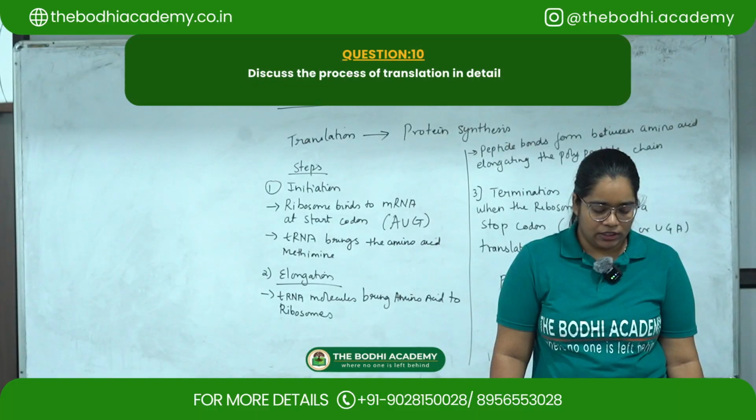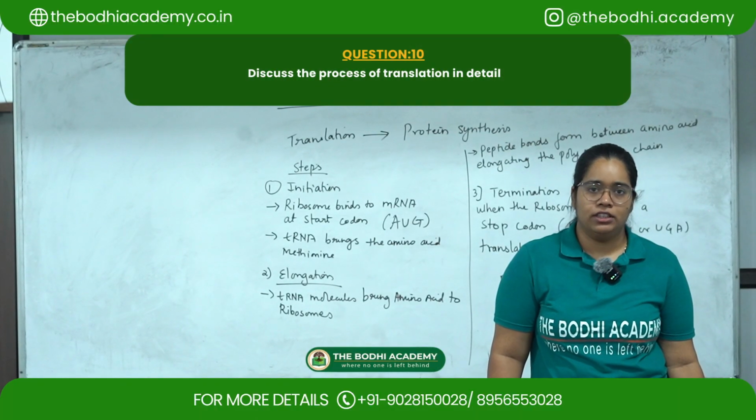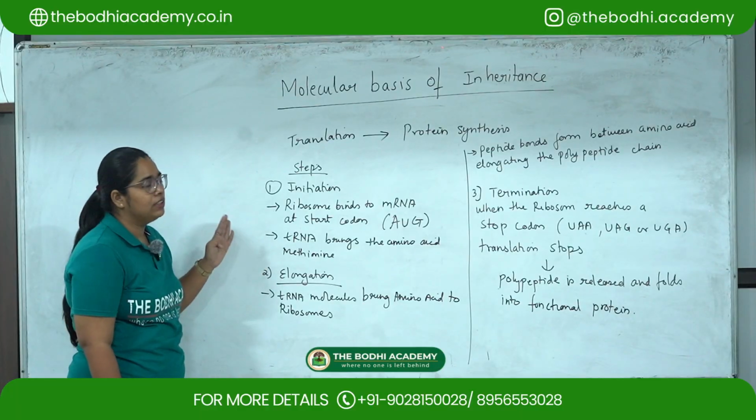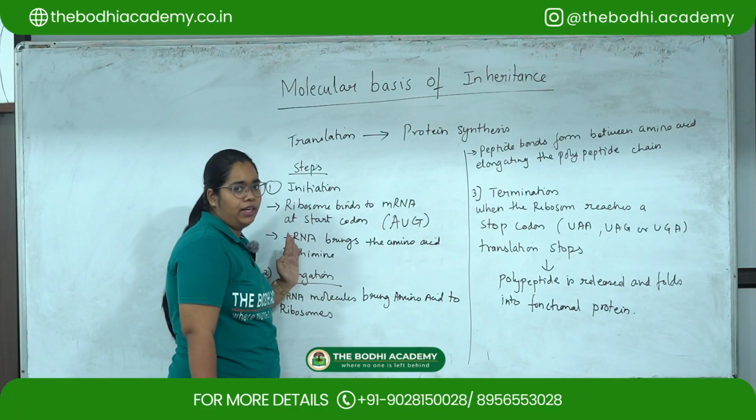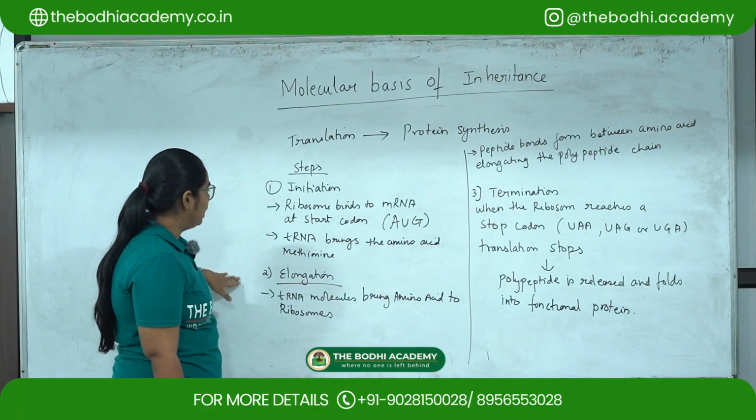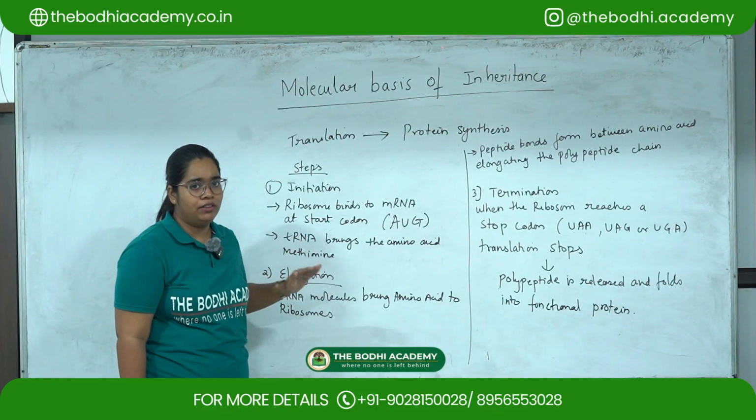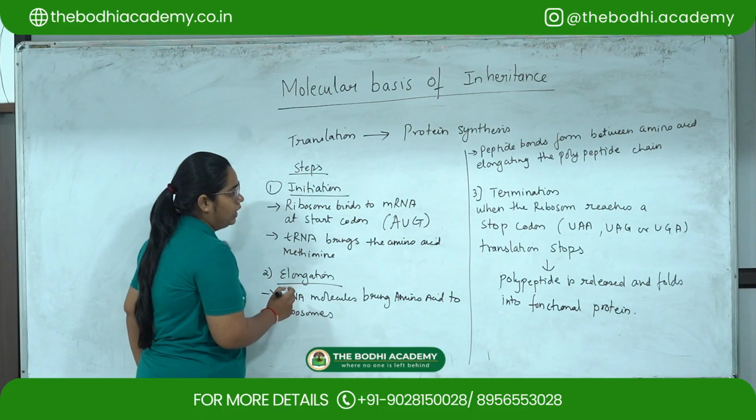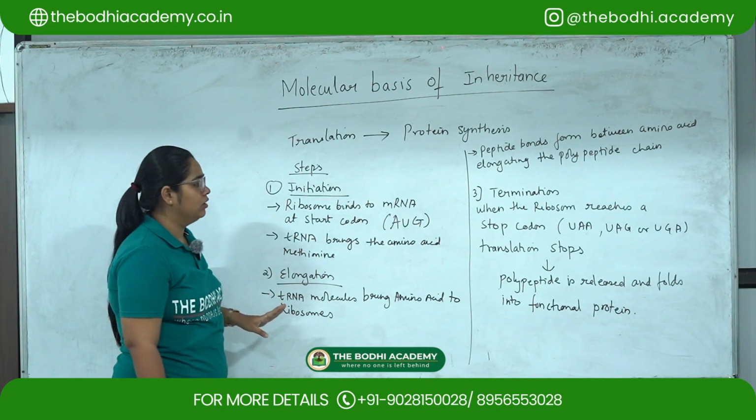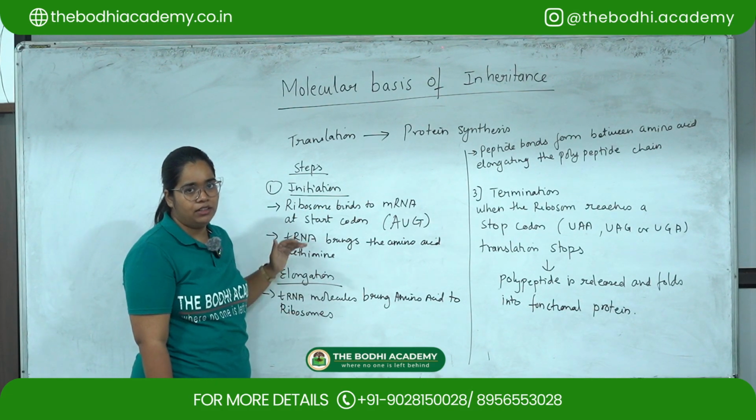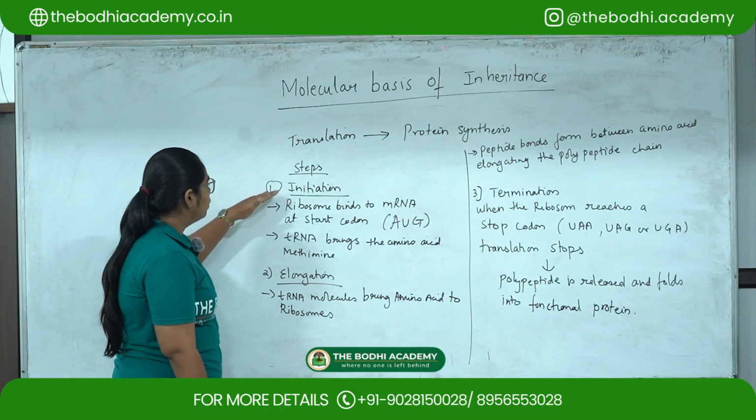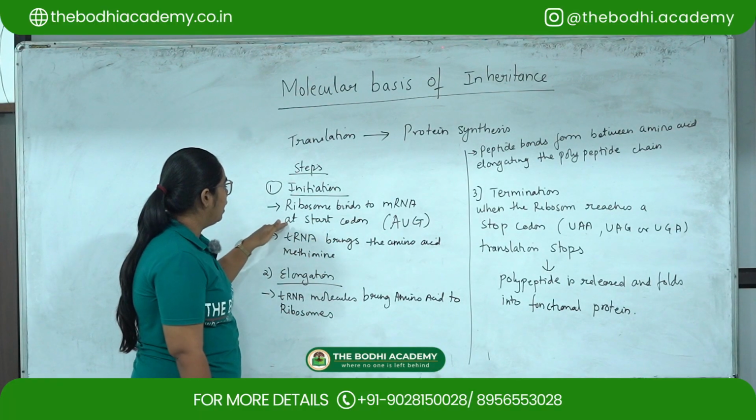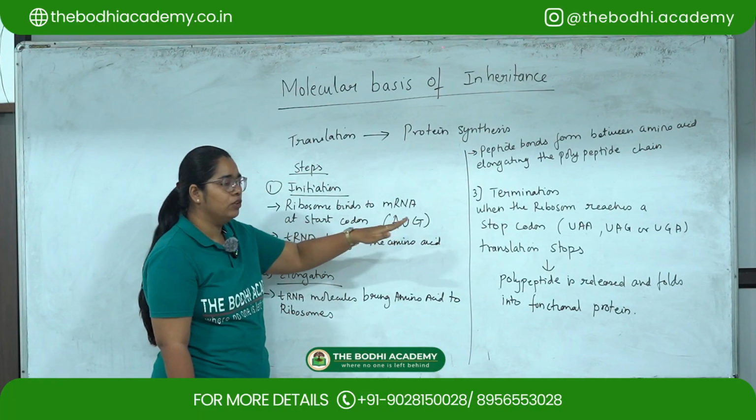So the last question is, discuss the process of translation in detail. Translation is basically the process of synthesis of protein from the mRNA. The steps involved in the process of translation are, first initiation, then elongation, and then termination. Let us understand what happens in each step. In initiation, the ribosome binds to mRNA at the start codon, that is AUG.